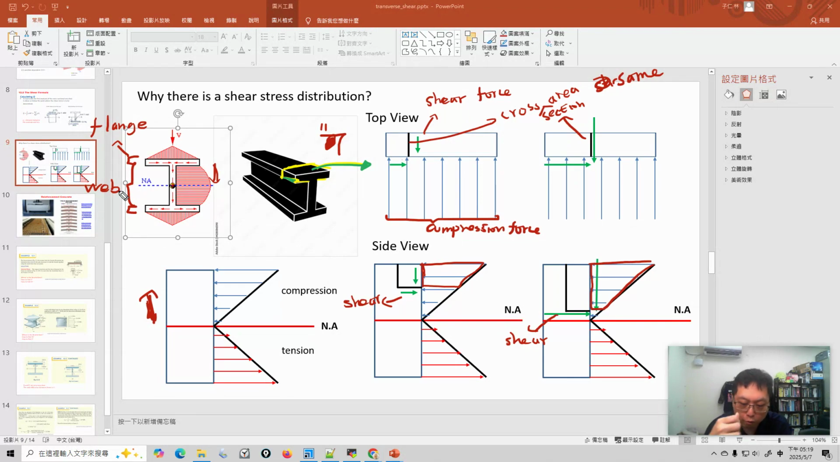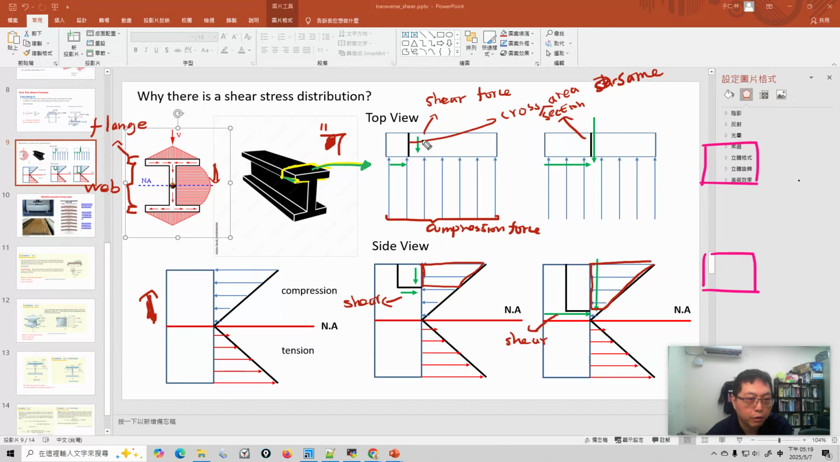Another thing I forgot to mention, and don't forget this concept: it is called shear force balance. Now let me draw this shear force balance. We have top, we have down. Don't forget shear force balance.